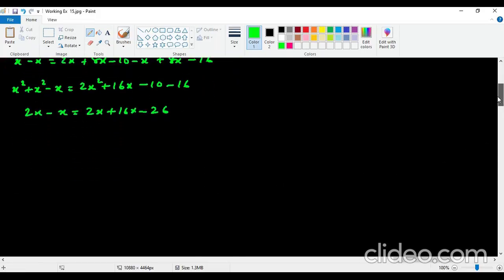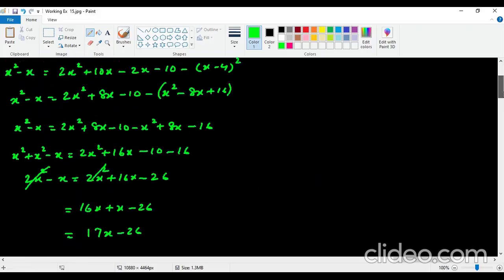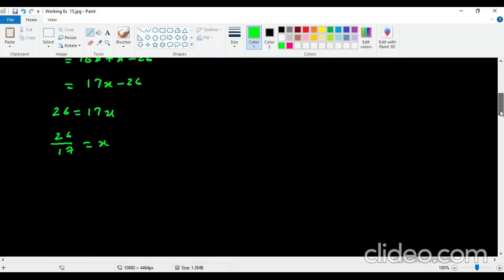Moving ahead, as you can see, 2x square, and on the right hand side, left hand side is also 2x square. So these two are going to be cancelled, and if I keep this 16x and plus x, minus 26, so this is going to be 17x minus 26. That means 26 equals 17x, and that means 26 over 17 equals x. So what the answer is saying, 1 and 9 over 17. So in here, as you can see, 17 minus 17 and 9 is the remainder. So this is the value of x.